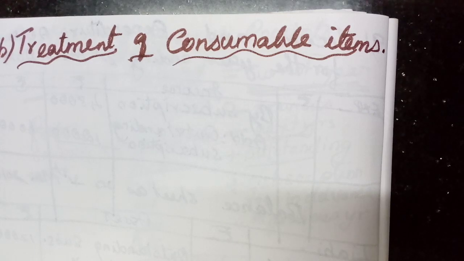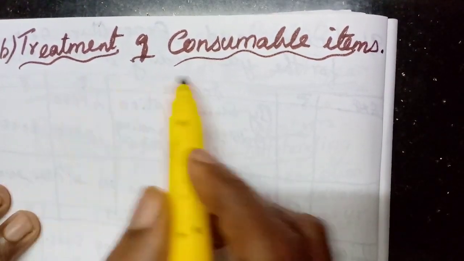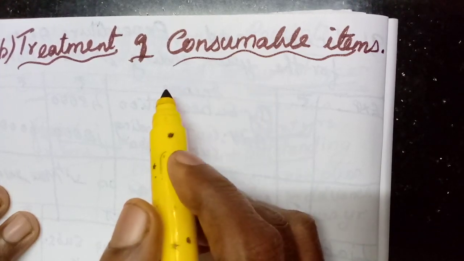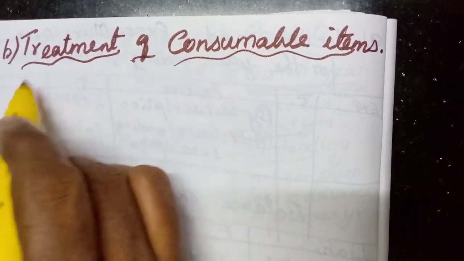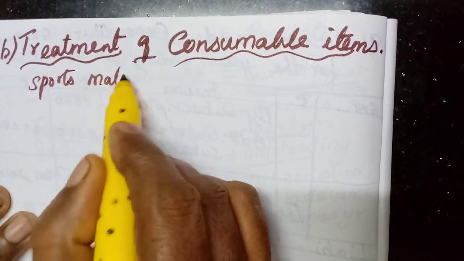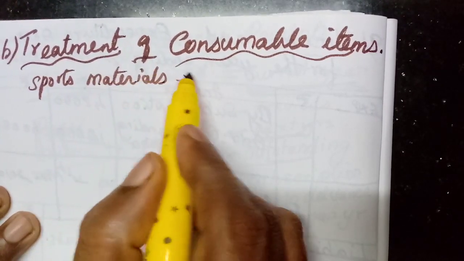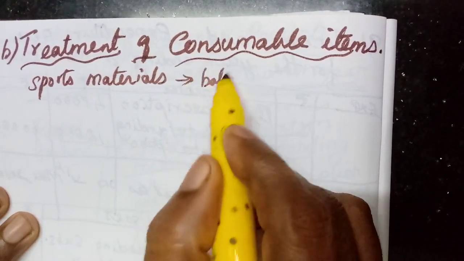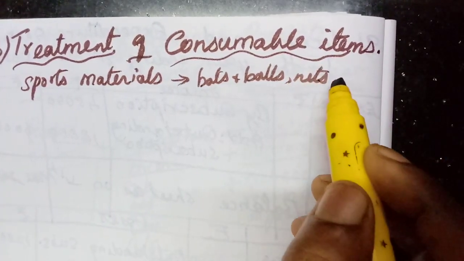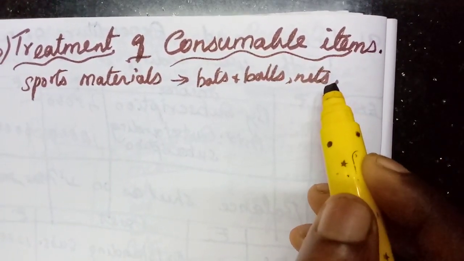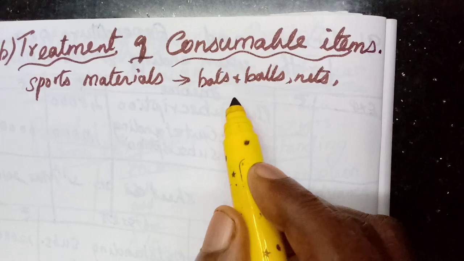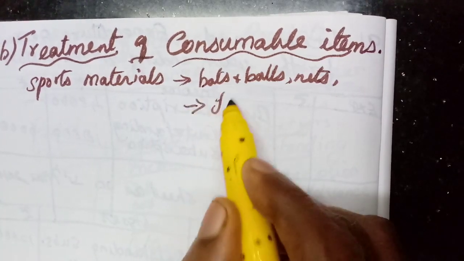So today we are going to see how we have to treat the consumable items in the final accounts of a not-for-profit organization. Consumable items, for example, sports materials. If it is a sports organization, sports materials will be bought. What are the sports materials that they buy? Maybe the bats and balls, then nets, all other materials they may purchase for their use. So the expenses that they spend on these bats, balls, nets must be entered in the income and expenditure account.